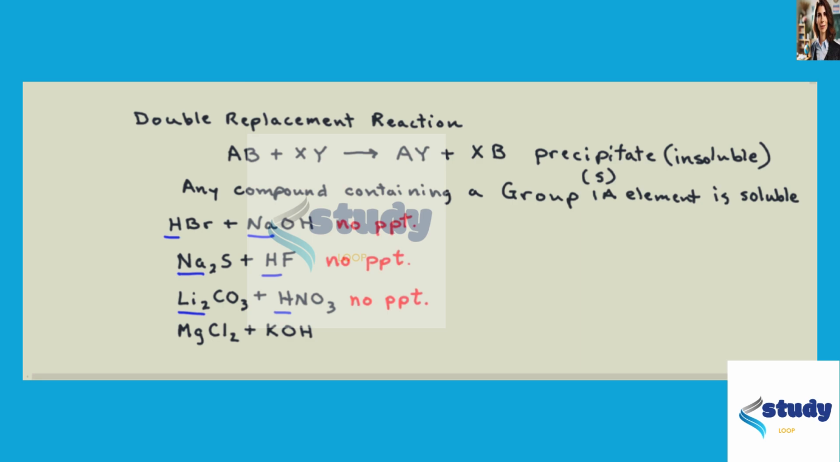The last one here, finally, magnesium is not in group 1A, it's in group 2A. So let's think about our new products here then. We could get magnesium with hydroxide, and we can get potassium with chloride. All right, looking at the rules for solubility, well, KCl contains a group 1A metal again, but magnesium hydroxide forms an insoluble product or a precipitate. So Mg(OH)2, this is a precipitate.